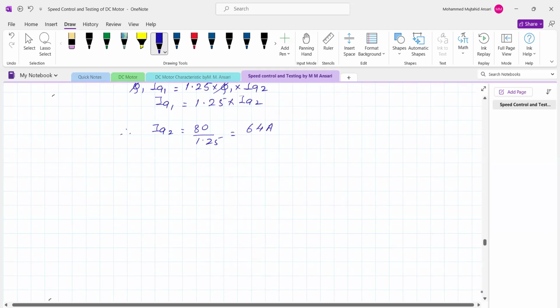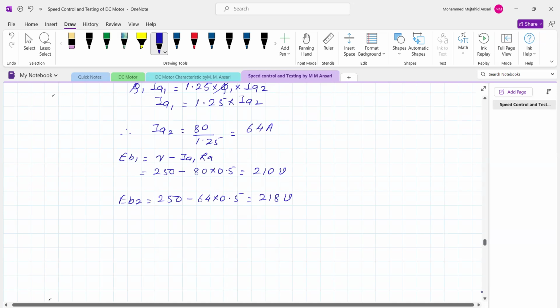Now back EMF, EB1 is equal to V minus IA1 RA. So it is equal to 250 volt minus 80 into 0.5, so 210 volt. Similarly, EB2 is equal to 250 minus 64 into 0.5, so 218.